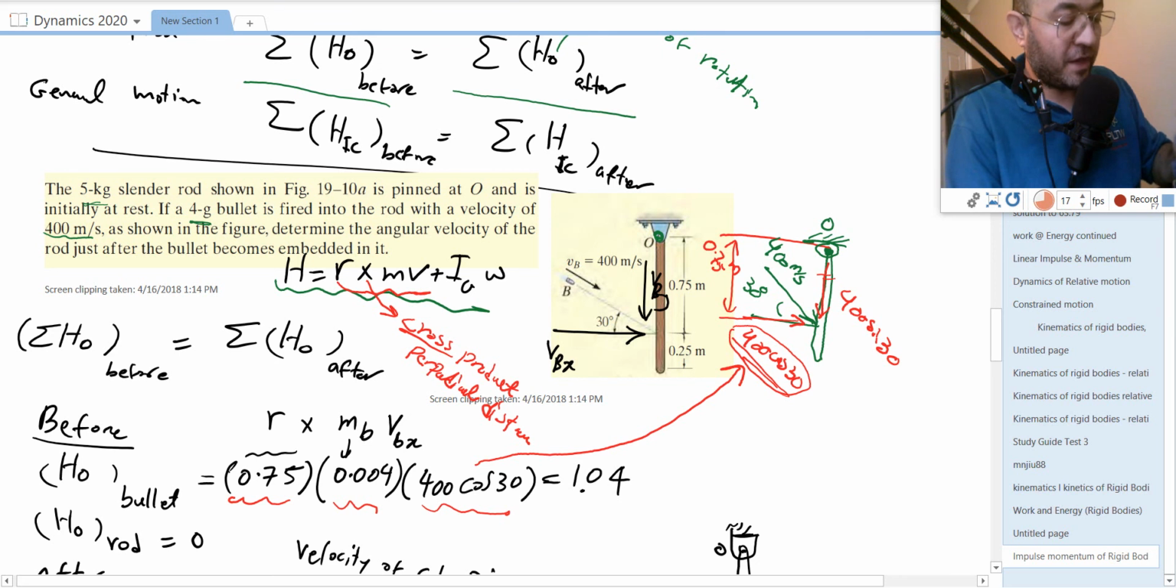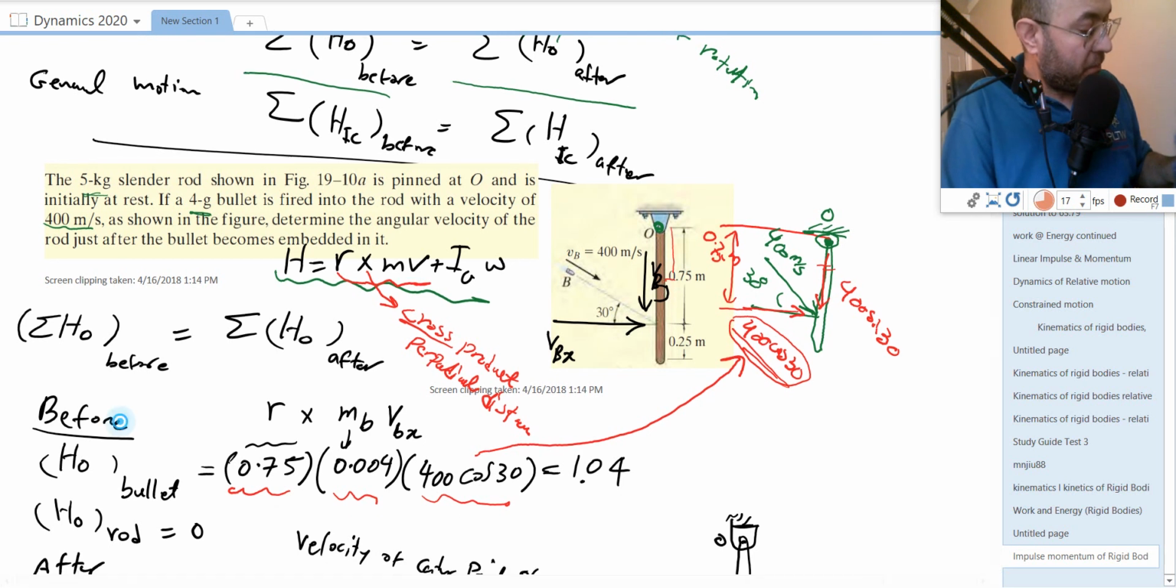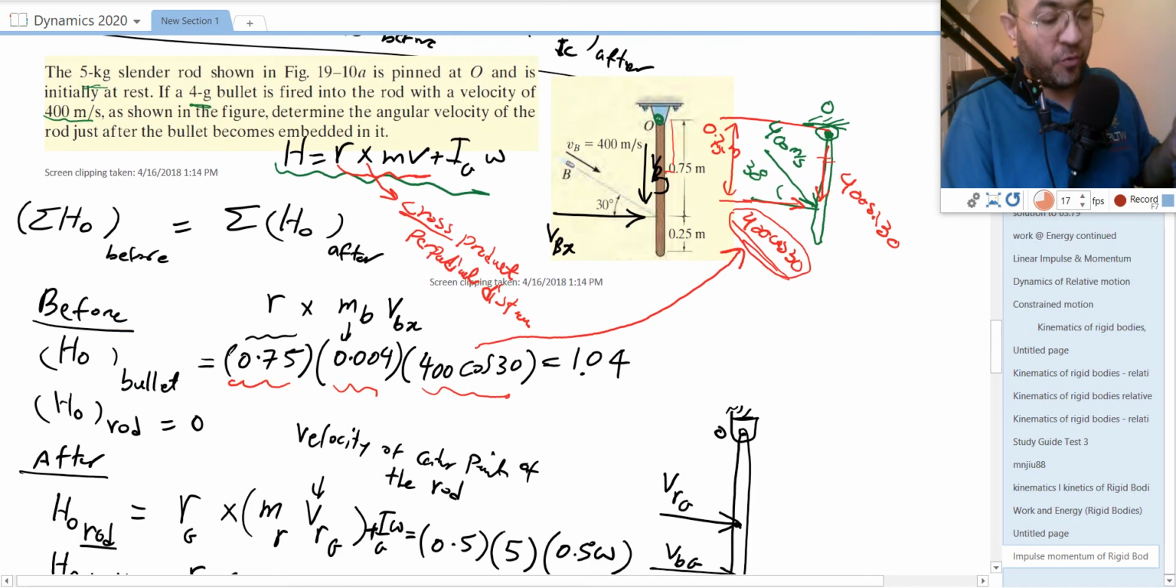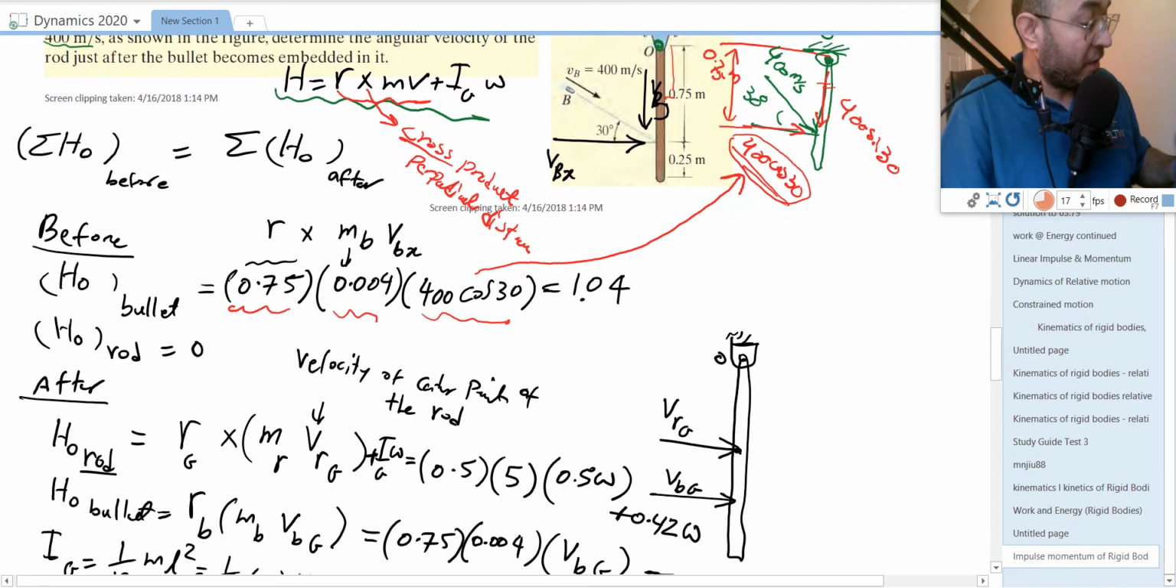For this case, because I gave you the velocity of the center point, Vg of the rod is 3 meters per second. Then you can say 0.5, which is the distance from here to here, the center of mass of this rod, times that. And you can go ahead from there, plus the omega too. We need to consider omega as well, Ig omega. So let's consider the case after.